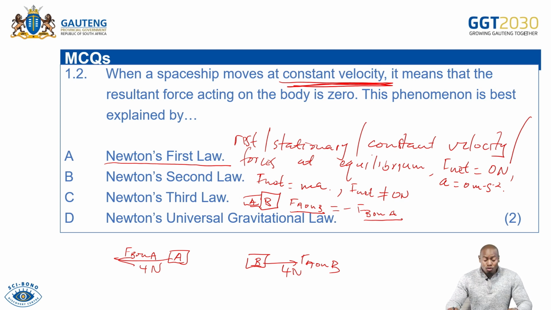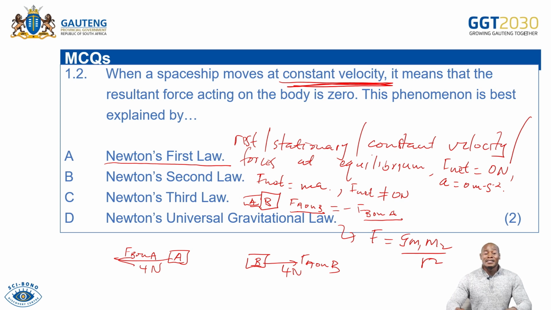Then when it comes to Newton's law of universal gravitation, every particle in the universe attracts every other particle with a gravitational force that is directly proportional to the product of their masses and inversely proportional to the square of the distance between their centers. In symbols, F equals G m1 m2 over r squared, where F is the gravitational force in newtons, G is the gravitational constant, which is 6.67 times 10 to the power negative 11.